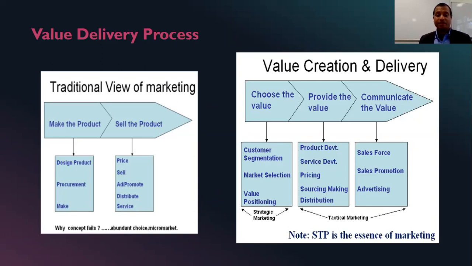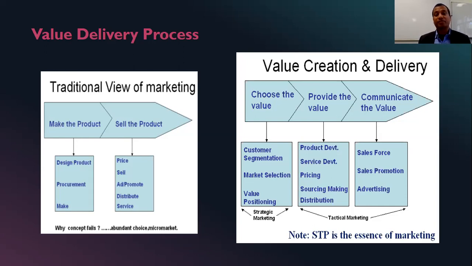On the left side, you can see the traditional view of marketing. It was based on just making a product and selling the product. It was the traditional view of marketing, where making the product involves activities like product design, sourcing of material, and manufacturing it. And selling the product involved setting the prices, selling to the customer, promotion, distribution, and after sales services.